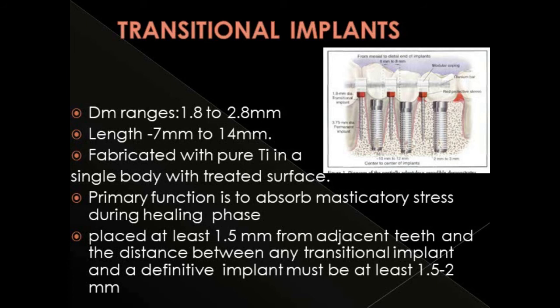So these are placed at least 1.5 millimeter from the adjacent teeth and about 1.5 to 2 millimeter from a definitive implant. So these are transitional implants, that is mainly to absorb the masticatory stress so that it won't transfer the load onto the definitive implant that are in the phase of osseointegration.